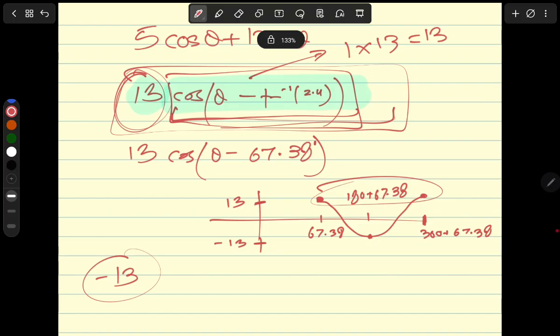Now students correctly calculate R but use the wrong alpha because they ignored the sign of one coefficient. Always verify by expanding. I taught you that above in this lecture.